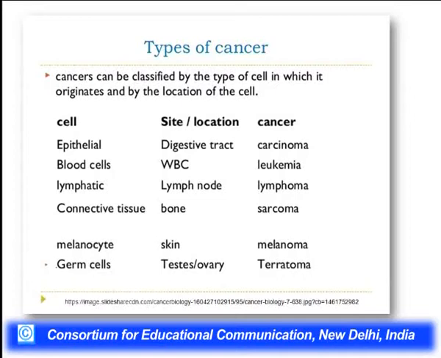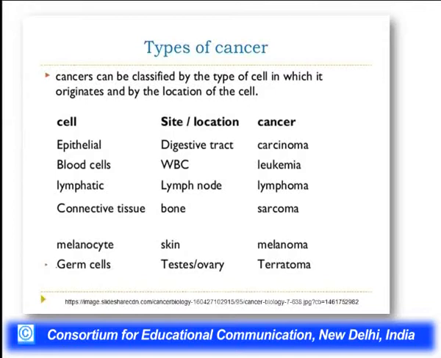Now, let's come into the types of cancer. What are the basic types of the cancer? So the types of the cancer are classified by the types of the cell in which they have originated and the location of the cell. Now, the epithelium cells, which are majorly present in the digestive tract, these types of cancer are called as the carcinoma. While in the case of the blood cells, majorly the white blood cells or the red blood cells, it's called as the leukemia, while if the site is the lymph nodes, it is called as the lymphoma, where the cells are the lymphatic cells.